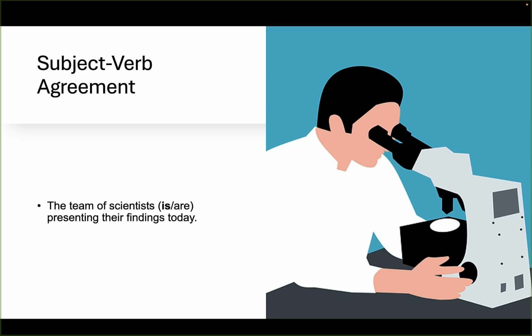But when speaking of a team of scientists, multiple people, is presenting their findings today. Are here is incorrect because although scientists is plural, the subject team is considered a single unit. So this can get a little bit confusing. But when team is used, it is considered a single unit. Let's look at another one to make more sense.